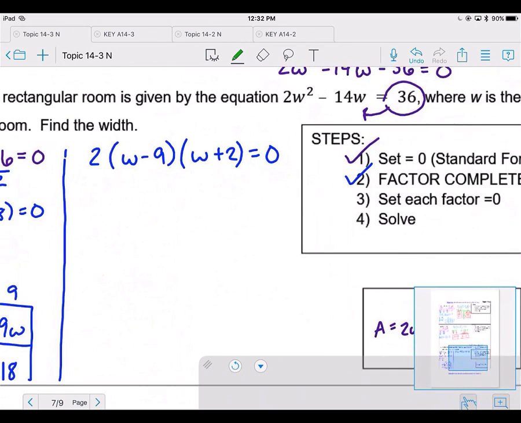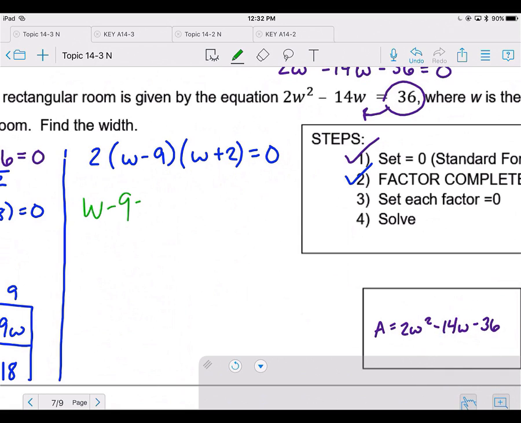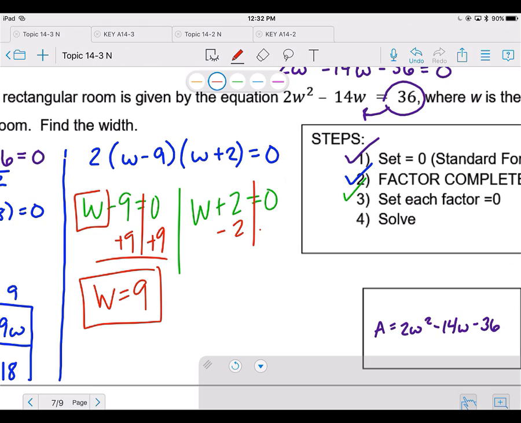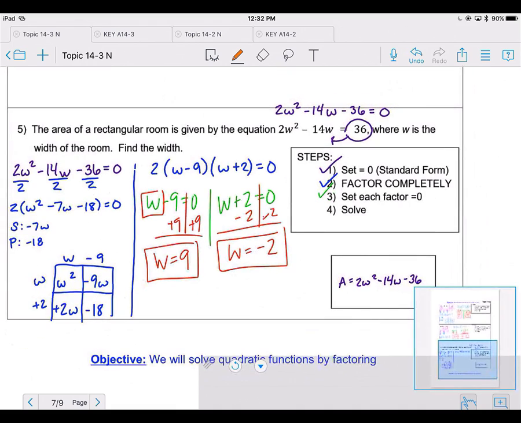I will then take each factor, so this is what you need to be writing with me. I take each factor and set it equal to 0. And then solve. So solving for w, I add 9 to both sides, or I subtract 2, depending on which one you're looking at. And these are my two answers.